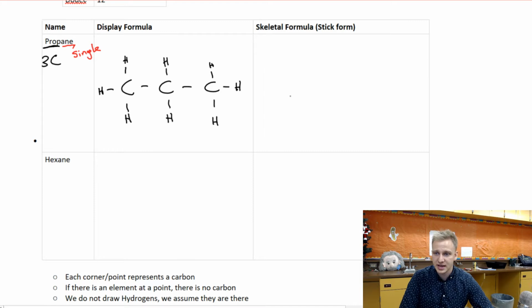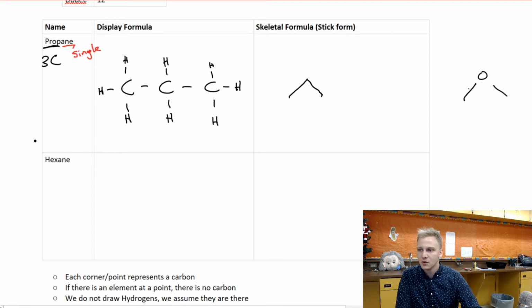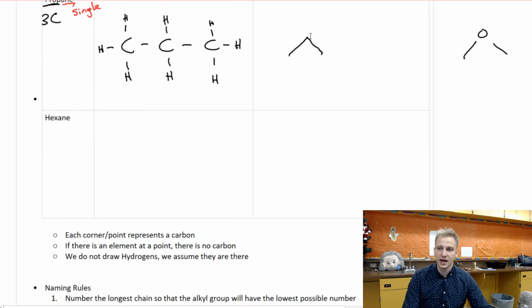The way it works is you draw that, and that is propane. The way these stick formulas work is that at each of these corners, this corner and this corner, we have a carbon represented. If we drew something like this, we would only have 2 carbons on that molecule. Basically, at any point here, we have a carbon atom. These lines show that this is a single bond between this carbon and the next, and a single bond between this carbon and this carbon.